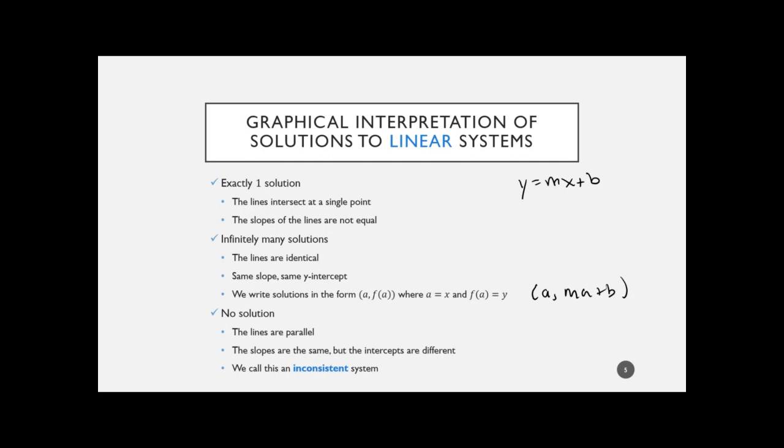So that's how it works with linear systems. Now I just wanted to go over all the vocabulary and everything. Do you guys have any questions before we go to the examples?